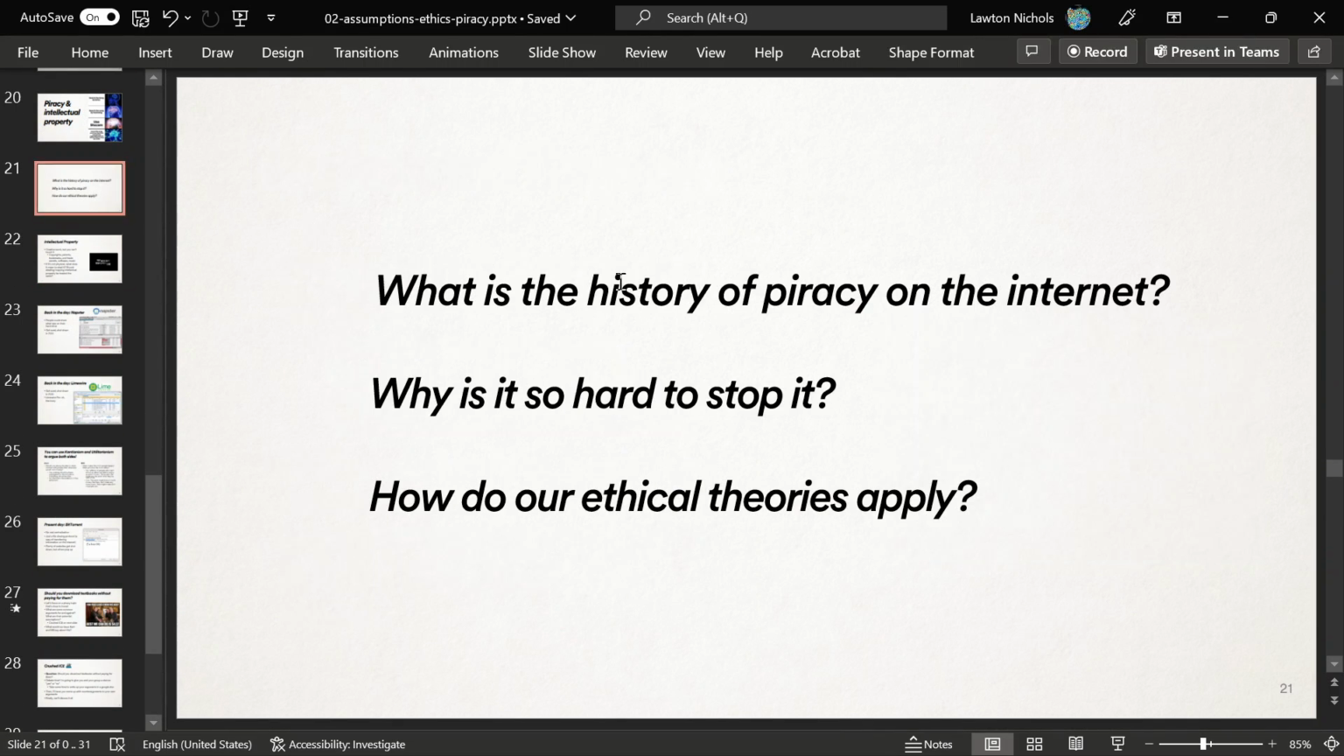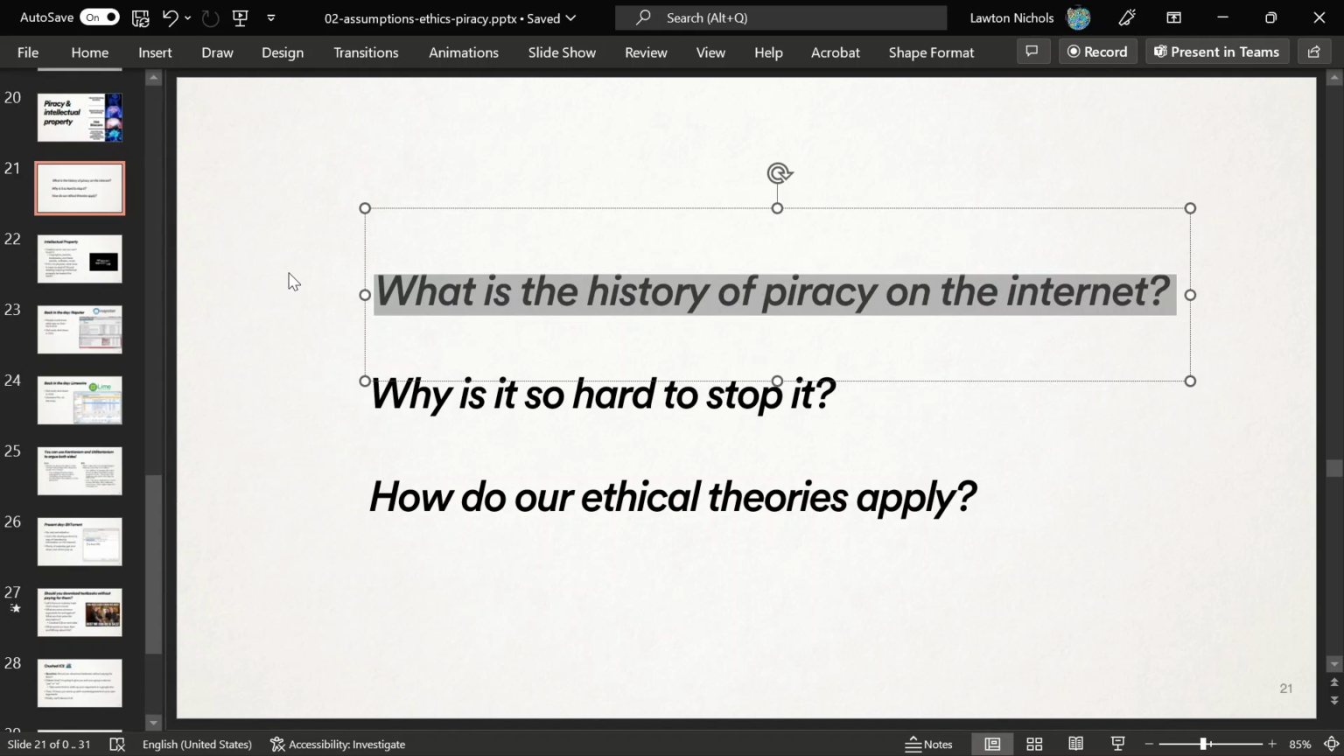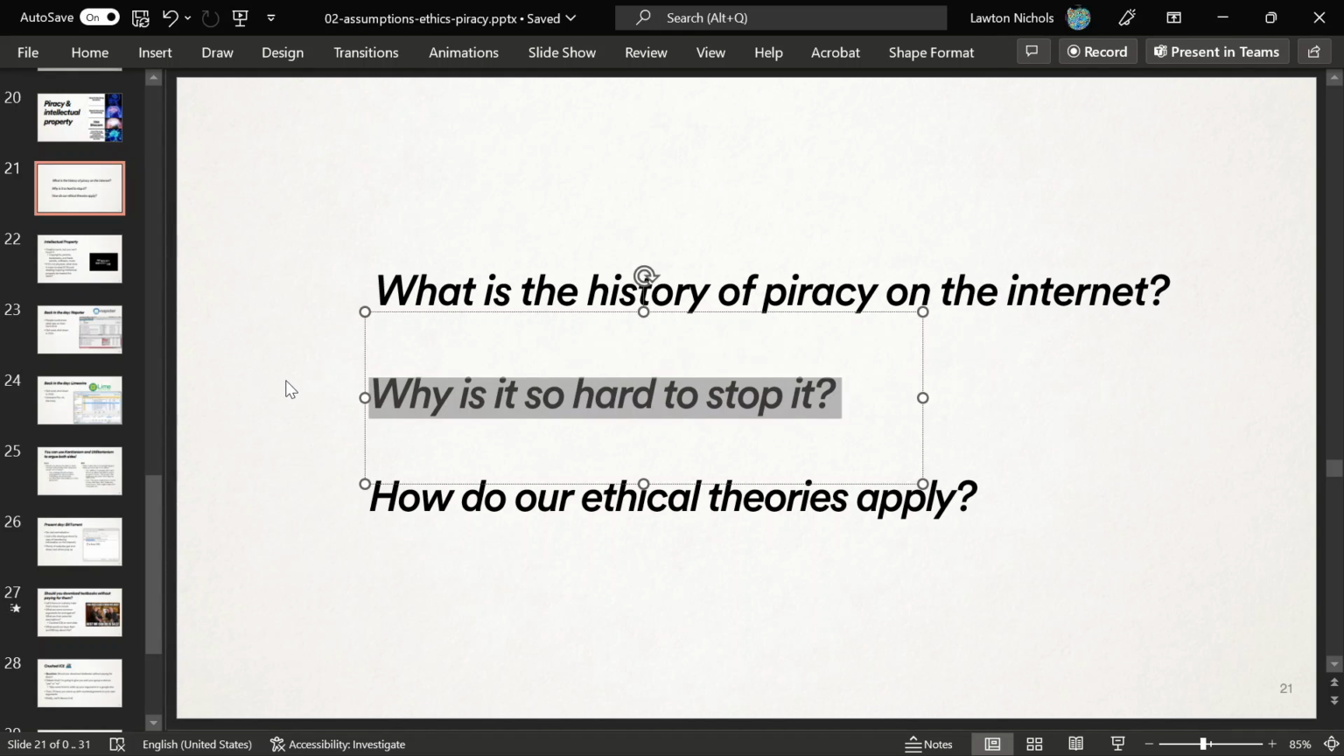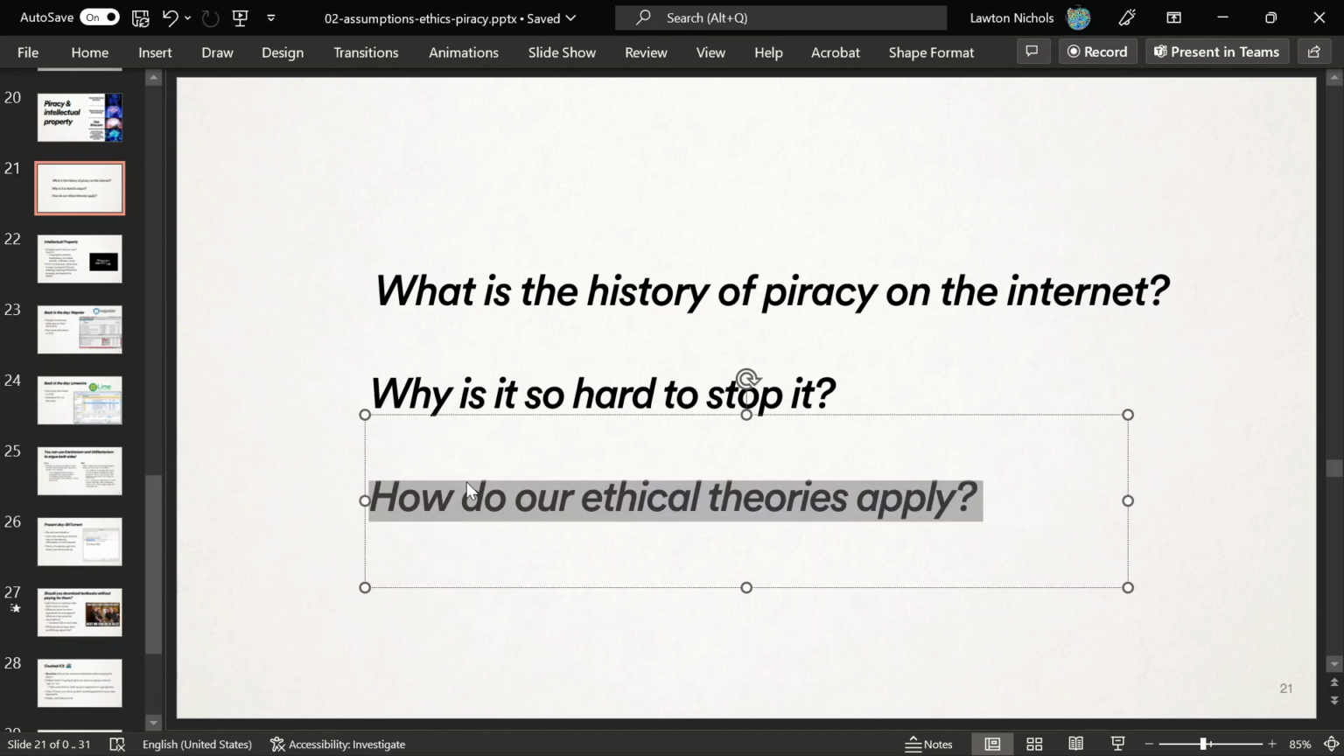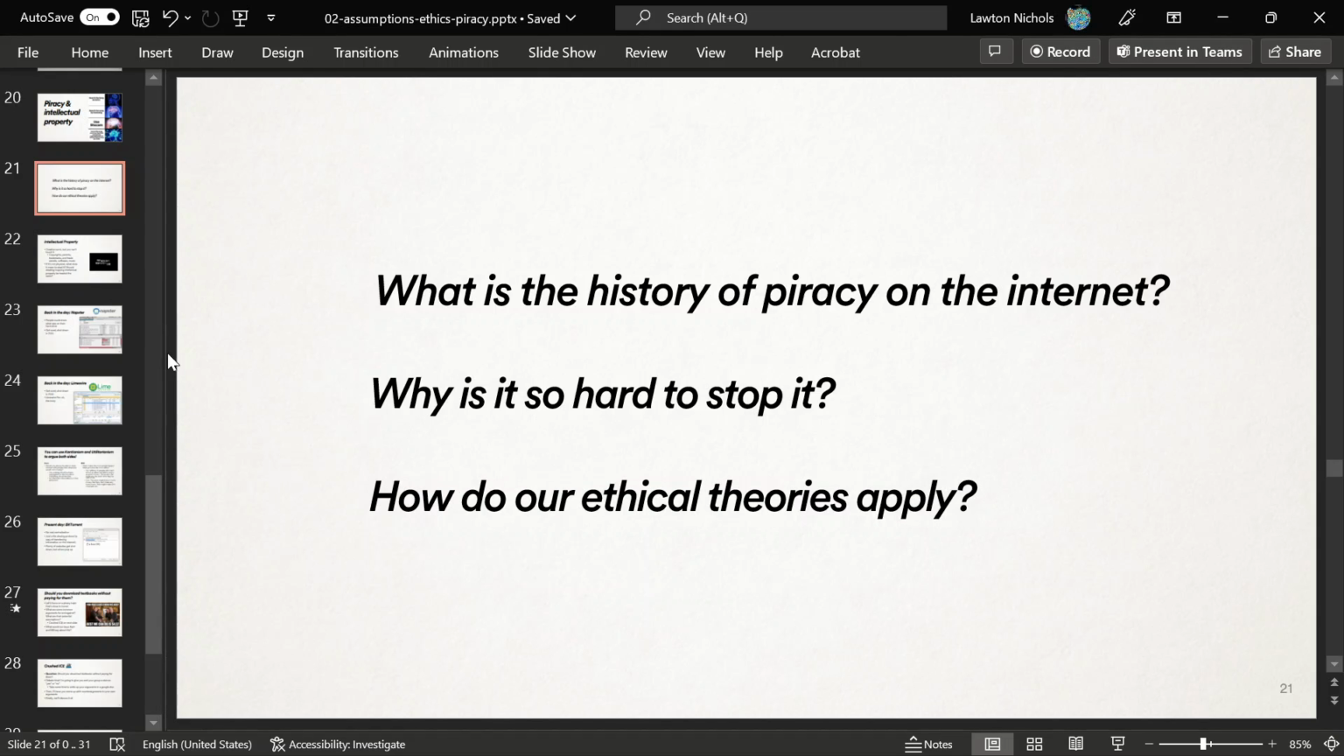Well, let's see. Let's learn a bit about the history of piracy on the internet, because that's going to help us. Let's learn about why it's so hard to stop piracy. Why does it keep happening if it's a thing that not a lot of people who make stuff want? And then how do our ethical theories apply to piracy? What would Kant say about this? What would Mill say about this? Try to think about that in the back of your head. By the time I get to the slide, you might have some thoughts.